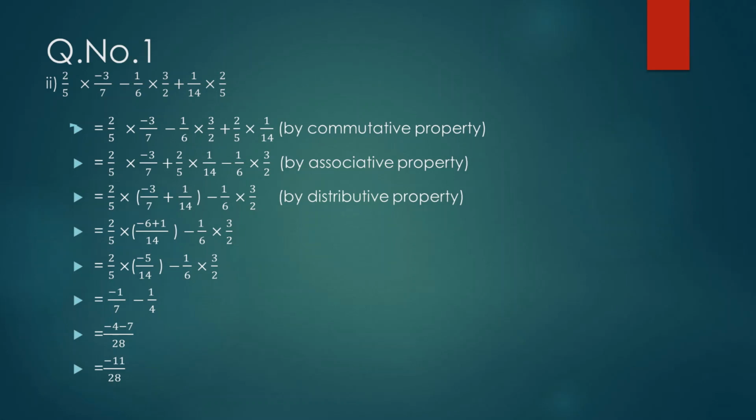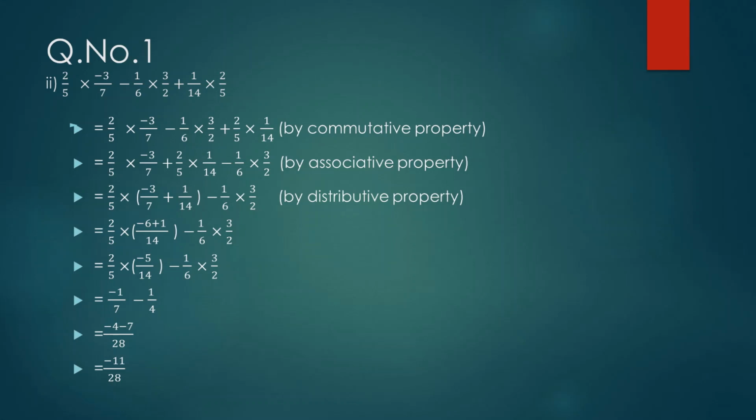By solving -3/7 and 1/14, we will get (-6 + 1)/14, which means here 14 is the LCM. So -3 is multiplied by 2. By solving that, we get the answer -5/14. So next step, what are we getting? 2/5 × (-5/14) - 1/6 × 3/2.